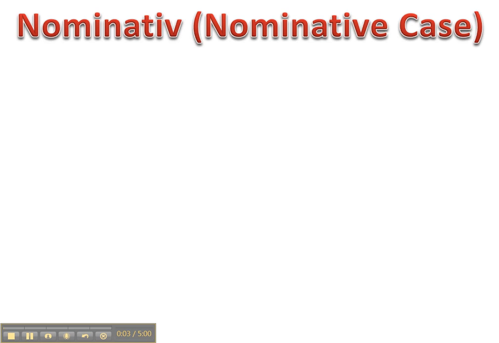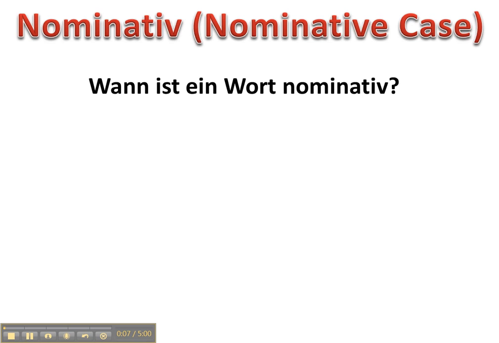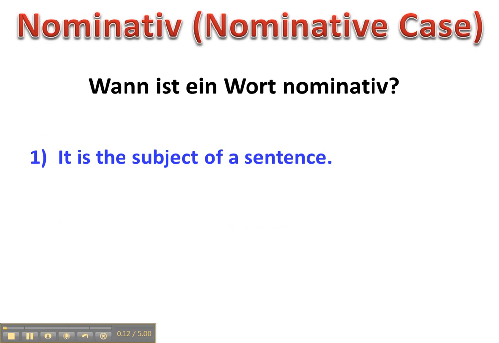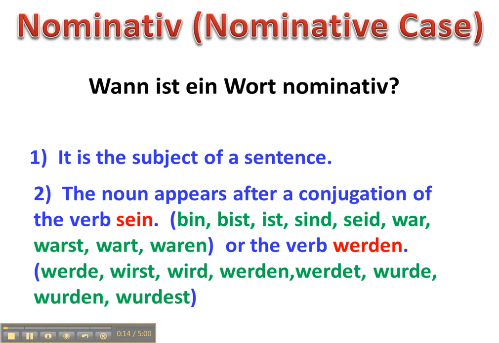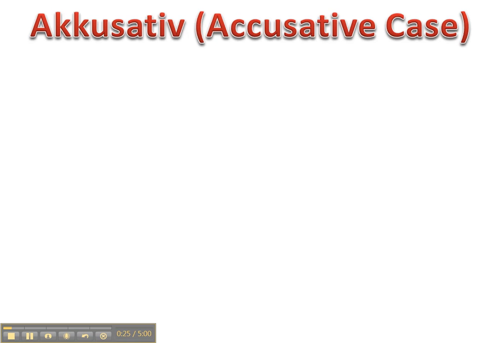Today we're going to go over the cases once again. So just to recap before we start, when is a word in the nominative case? Remember that it's either the subject of a sentence or it comes after a conjugation of the verb sein or the verb werden. And that's also in English called the predicate nominative. And in some cases also after bleiben.